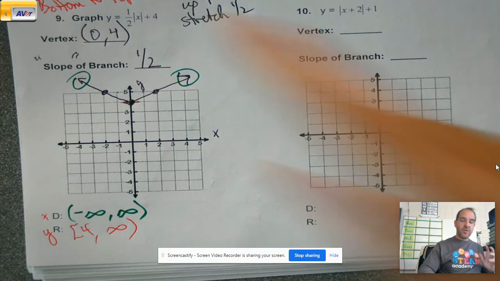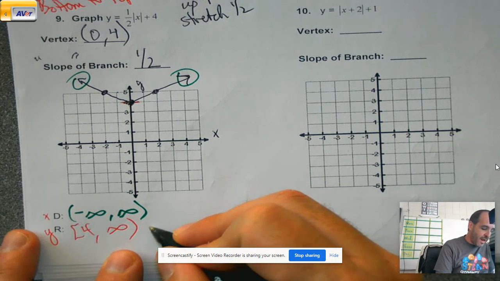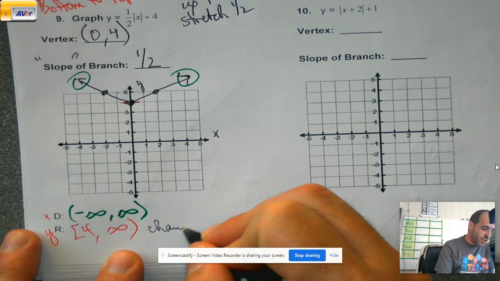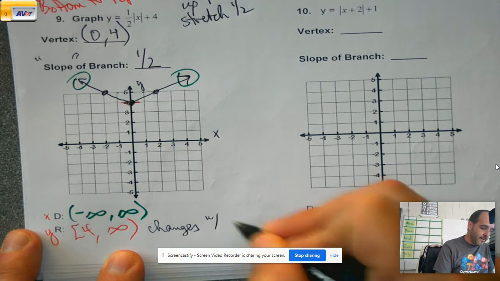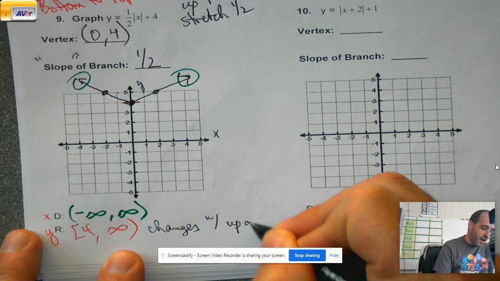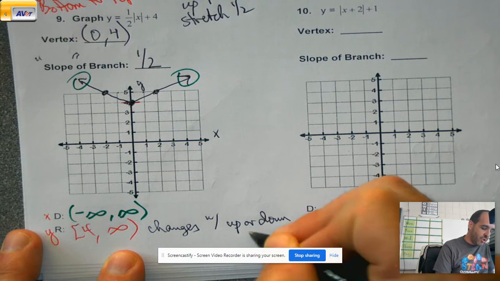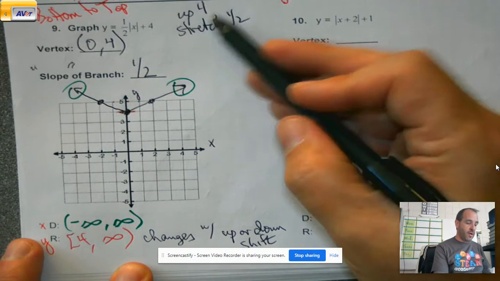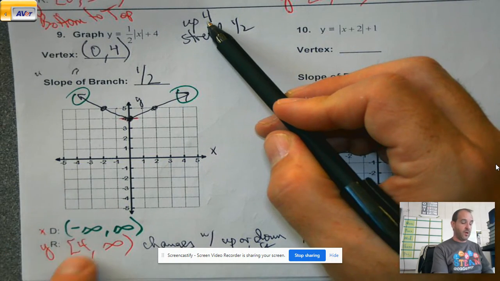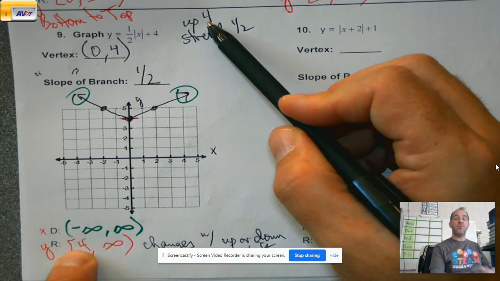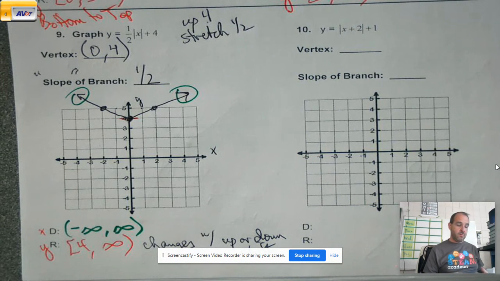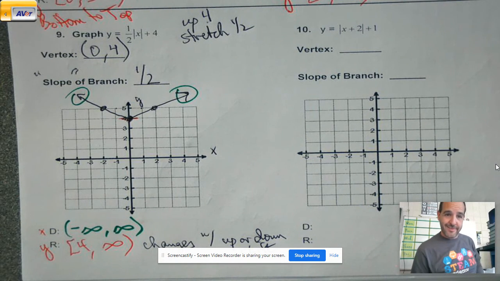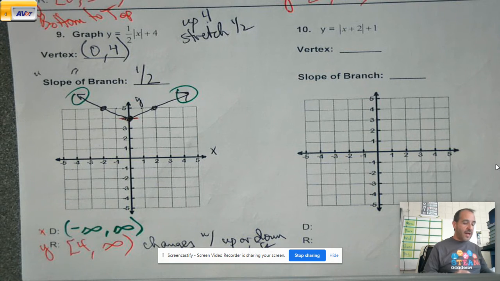Okay? So here's the rule. My range changes with an up or a down shift. As soon as I know what the shift is, if it's up or down, my range is going with it. It went up, so did my range. If it goes down sometime, so will my range. So when we're doing the absolute value ones, that's the one you're really focused on. Is it going up or down? Because that's going to make a difference.